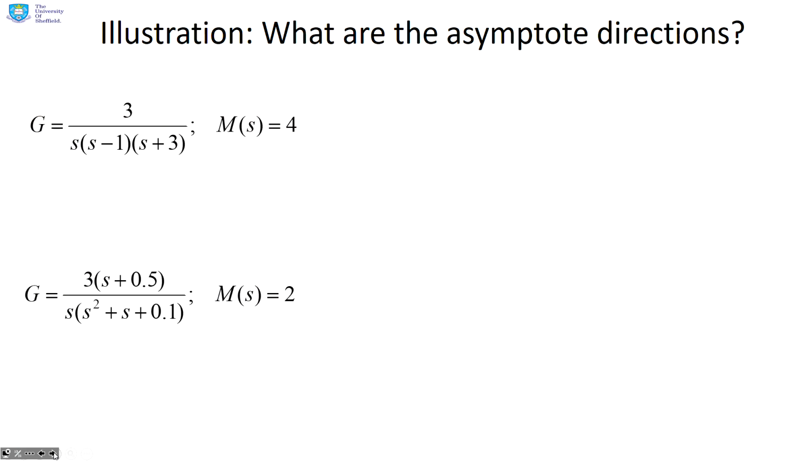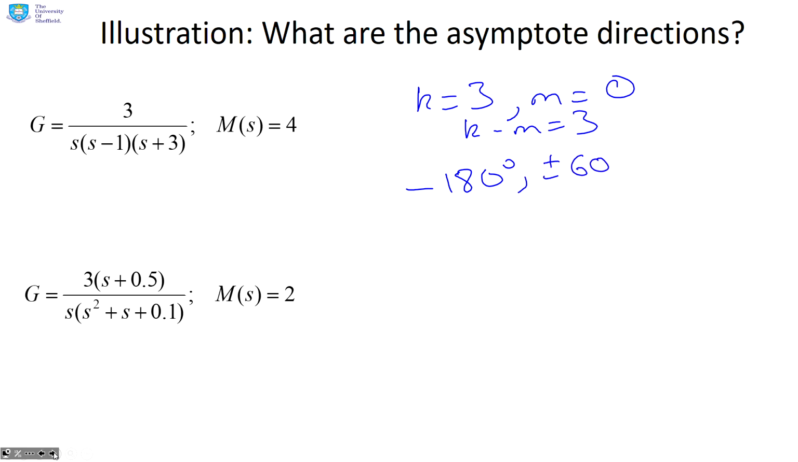So here's an illustration. What are the asymptote directions? For this one, I can see that k equals 3, there's 3 poles. m equals 0, there's no zeros. So k minus m equals 3, that means there's 3 asymptotes. So the asymptote directions are 180 degrees and plus or minus 60 degrees. For this example down here, once again, k equals 3, there's 3 poles, but m equals 1, there's 1 zero. So k minus m equals 2, so the excess is 2, and therefore the asymptote directions are plus or minus 90 degrees.